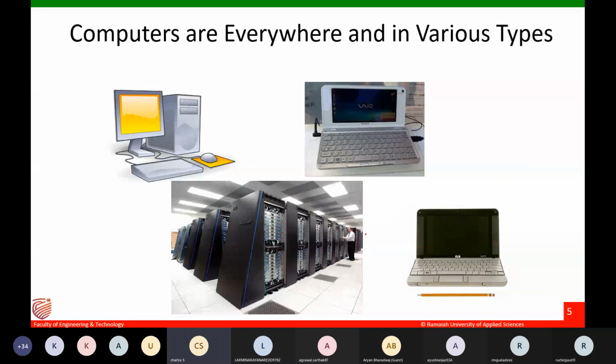Will your headphone act as a computer? No, ma'am. Because it's just an output device. In a computer, there should be a processor also. Okay, good. Then will your tablet act as a machine?